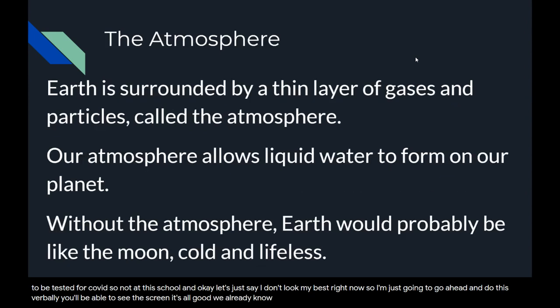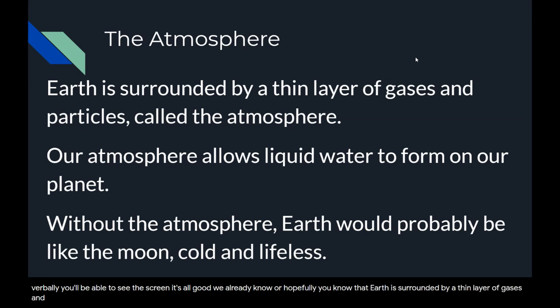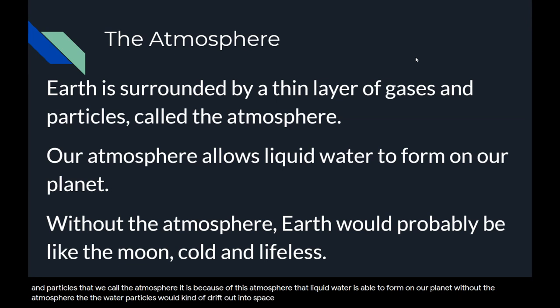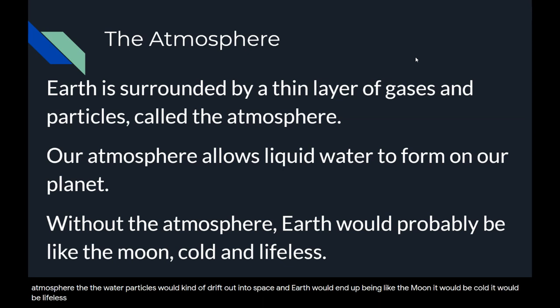We already know, or hopefully you know, that Earth is surrounded by a thin layer of gases and particles that we call the atmosphere. It is because of this atmosphere that liquid water is able to form on our planet. Without the atmosphere, the water particles would kind of drift out into space, and Earth would end up being like the moon. It would be cold, it would be lifeless, because the atmosphere is what helps hold that heat.